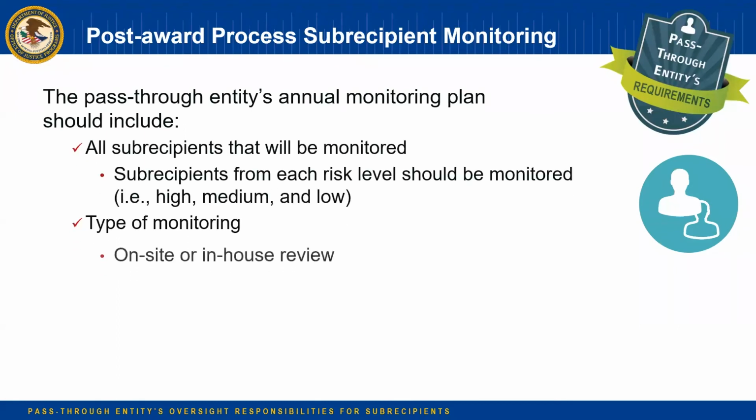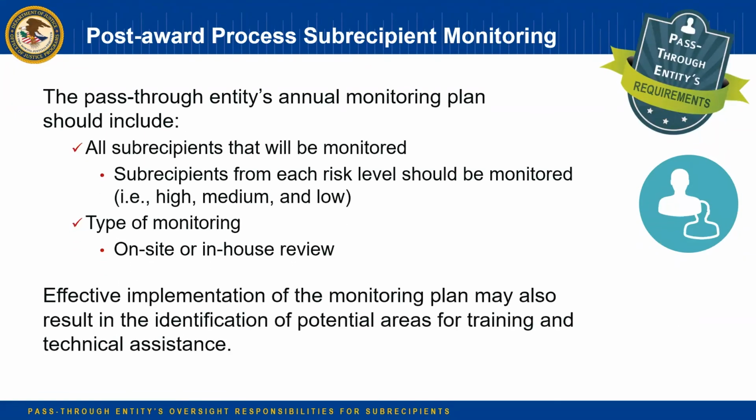Again, remember what I just said, that the pass-through entity should have an annual monitoring plan of all subrecipients within their portfolio. And again, we're looking at some range, so whether you use an alphabet scale or a numbering scale, somewhere along the line, you should be able to get to this high, medium, and low range. Again, remember what I said, there's no requirement that all site visits have to be on site, okay?